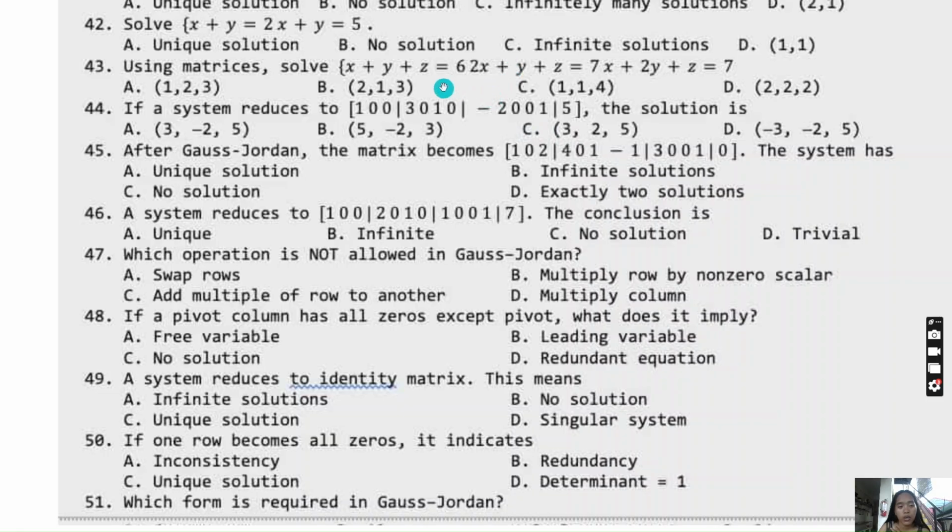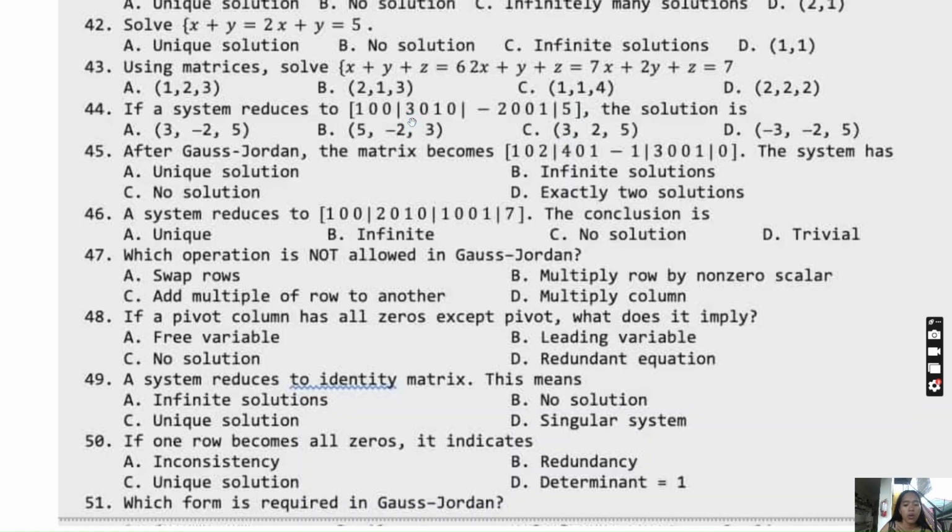If you are going to use matrices such as Gauss-Jordan elimination, you will arrive at the answer, which is x is equal to 1, y is equal to 1, and z is equal to 4. Now let's go to number 44. If a system reduces to the identity matrix with constants 3, -2, and 5, what is the solution? The correct answer is letter A, which is 3, -2, and 5.